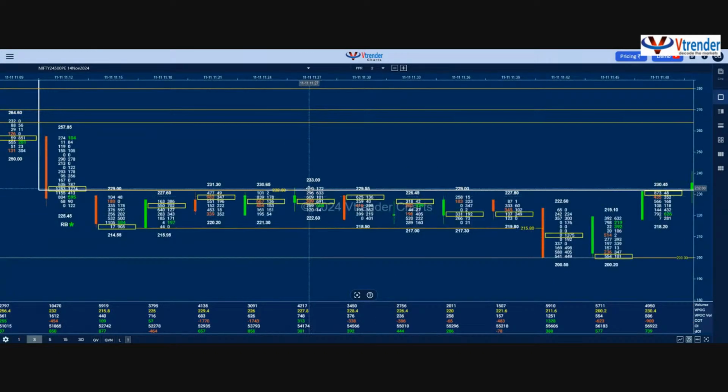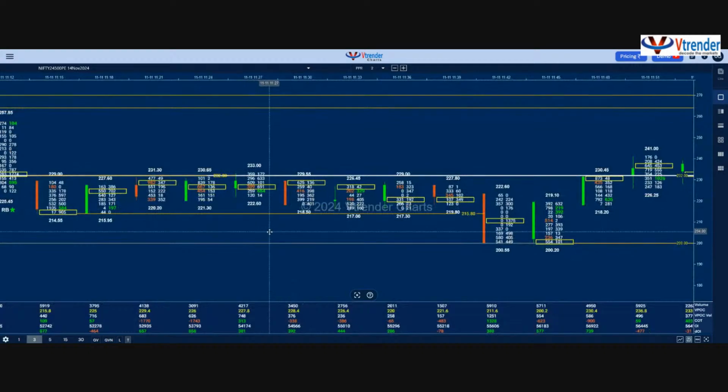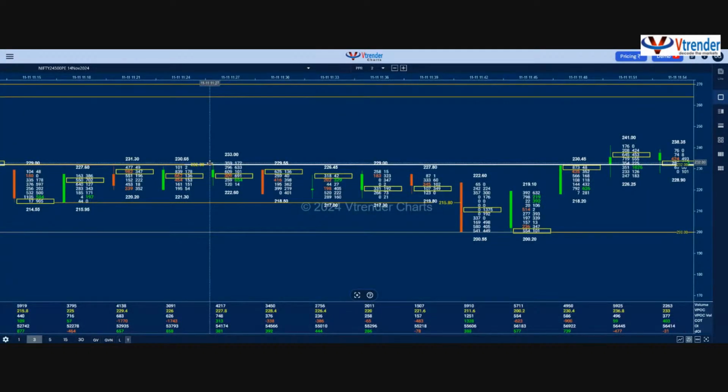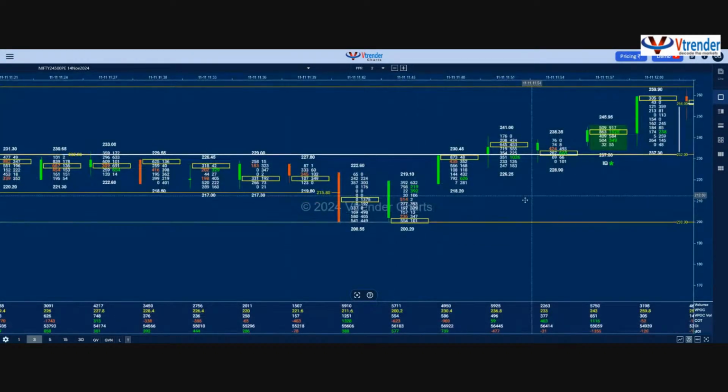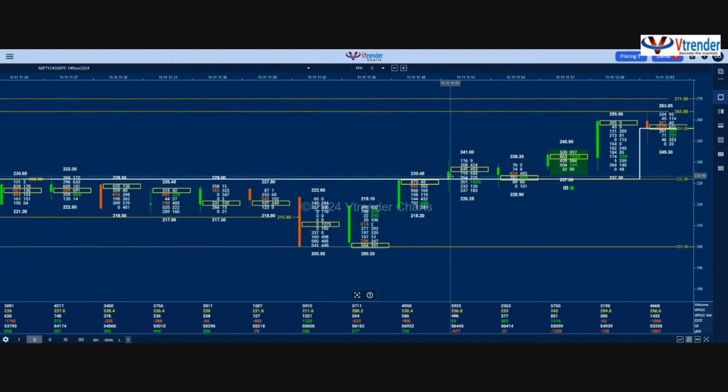So here, when the POC shifted to 233, this was stalling on the upside. So you would want an IB bar sustaining above the POC, telling you that you can get a bounce. These are the lows which we made in this put for the day.